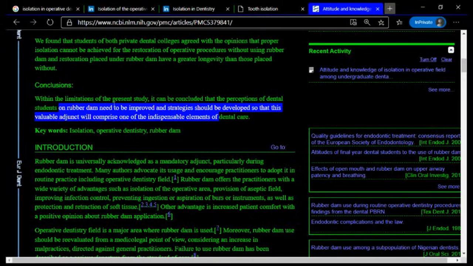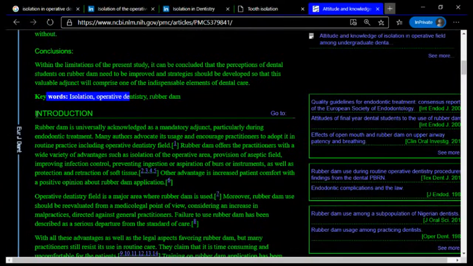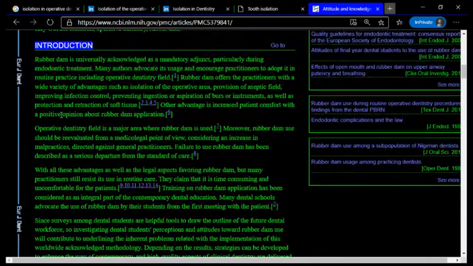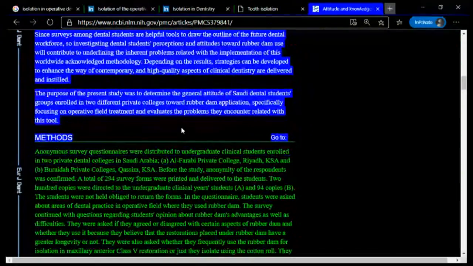Of course, the perception of dental students on rubber dam needs to be improved, and strategies should be developed on this valuable adjunct. So this valuable adjunct will comprise one of the indispensable elements of dental care. Keywords being isolation, operative dentistry, and rubber dam. There is the introduction here. We can read it very fast, just like that.